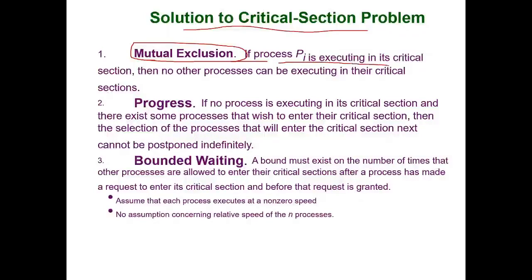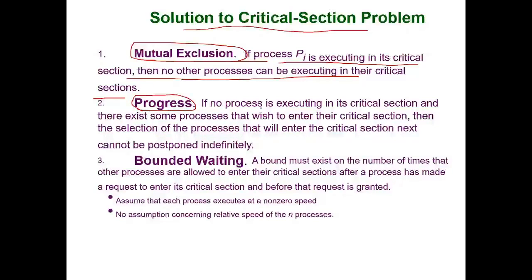If a process is executing in its critical section, no other process can be executing in their critical section. That we call mutual exclusion. So what is mutual exclusion? When one process is already in the critical section executing, no other process is allowed to enter into the critical section until that process finishes its full execution and comes out and exits. Then only the other processes are allowed to enter. So this is mutual exclusion. Next, progress.